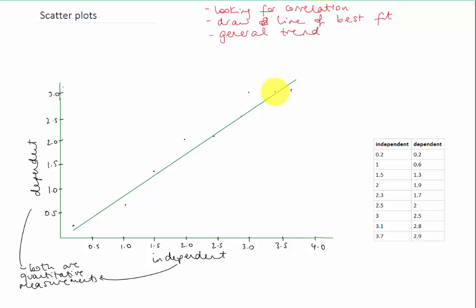Anyway, you have to fiddle around with it. And when you're doing this for yourself, you have to use a ruler. Just put your ruler through the middle of the points. It's easiest if you use a see-through ruler, because then you can see more easily what points are on either side of your line. So I think that'll do. That's my best attempt. Yep, so this is my estimated line of best fit.